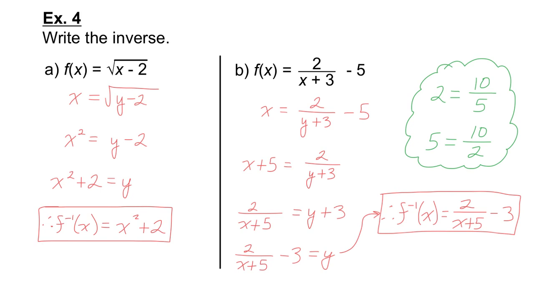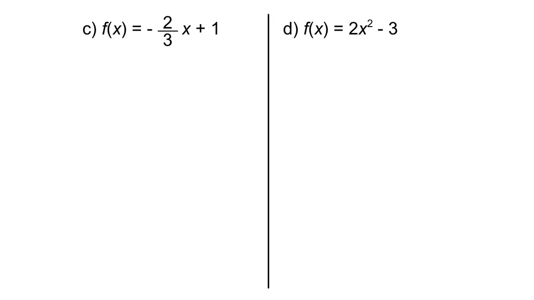Otherwise, keep going. I've rearranged my equation so that I have y plus 3 is equal to 2 divided by x plus 5. Isolate y by subtracting 3, so I end up with this. So the inverse of the function is 2 over x plus 5 minus 3. Now do the same thing with these functions. Find the inverse. Pause the video and see what you can do.